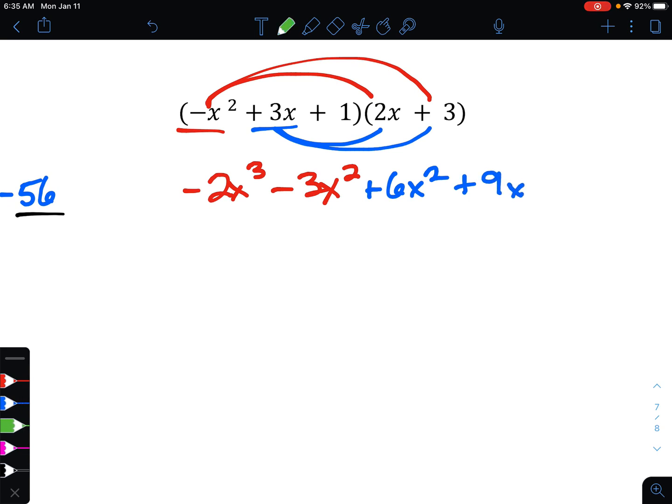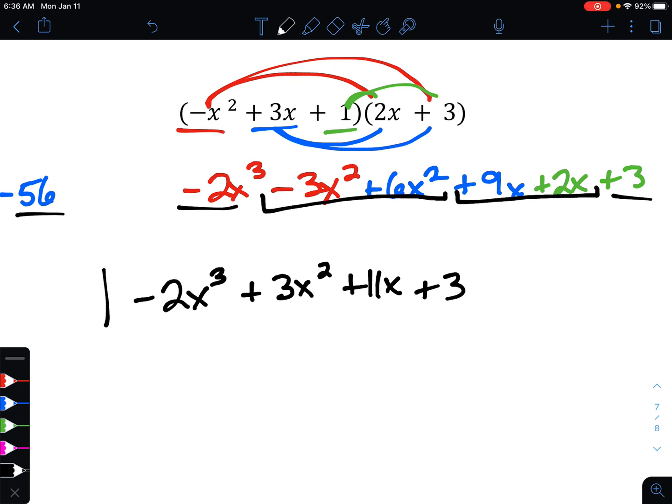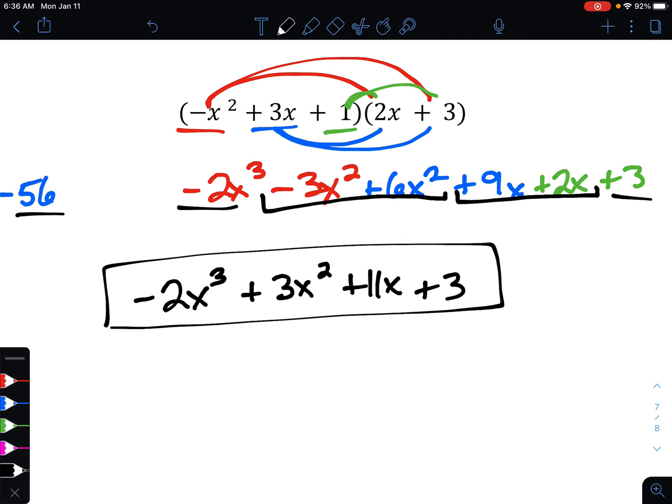Now here's where this one's a little bit different. Notice that we still have one last term that we need to distribute, which is this plus 1. So if we take positive 1 multiplied by 2x, that's just a plus 2x. And then positive 1 multiplied by 3 is a plus 3. All right. So notice that negative 2x cubed has nothing to combine with. We'll just go ahead and copy that down. But the negative 3x squared plus 6x squared, that adds to be a positive 3x squared. Next, 9x plus 2x, that adds to be 11x. And then the plus 3 at the end has nothing to combine with. And actually, there it is.